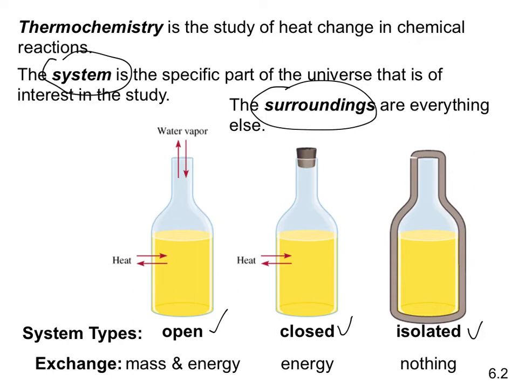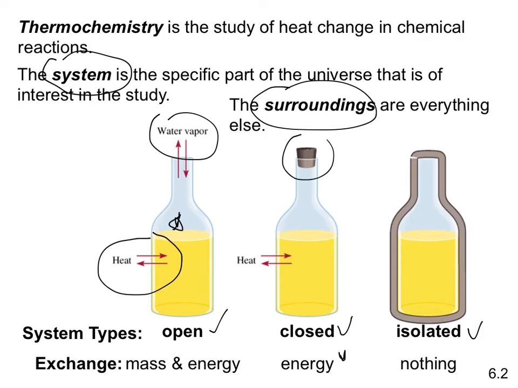So an open system is a system in which both mass and energy are able to be exchanged with the surroundings. In this case, as you can see, heat is being exchanged with the surroundings, and water vapor, or mass, is being exchanged with the surroundings. So the system is this bottle or this reaction flask, however you want to look at it. And in an open system, basically heat can flow wherever, water vapor can flow wherever. It's all good.